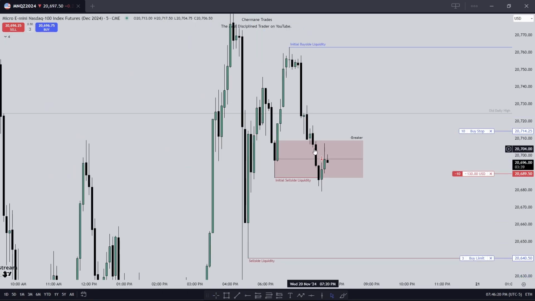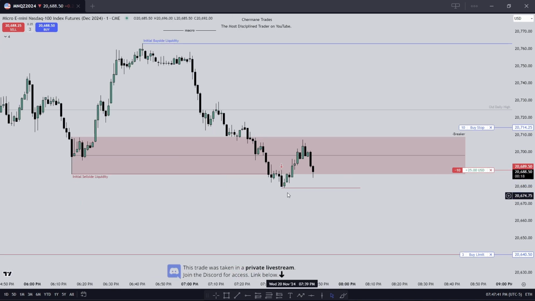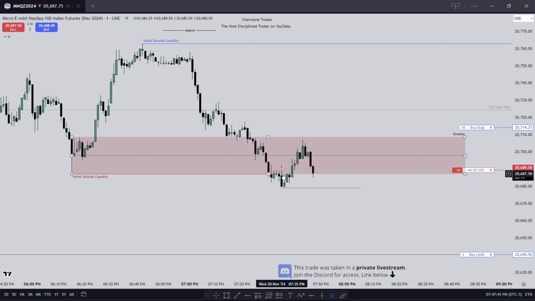Haven't closed past consequent encroachment of this fair value gap. Haven't closed past mean threshold of this breaker. So on the 5-minute, it's doing things that I like. If we take out this low, we have to get through this down close candle first, which is a bullish order block. If we're in a buy program, we have to eat through that.